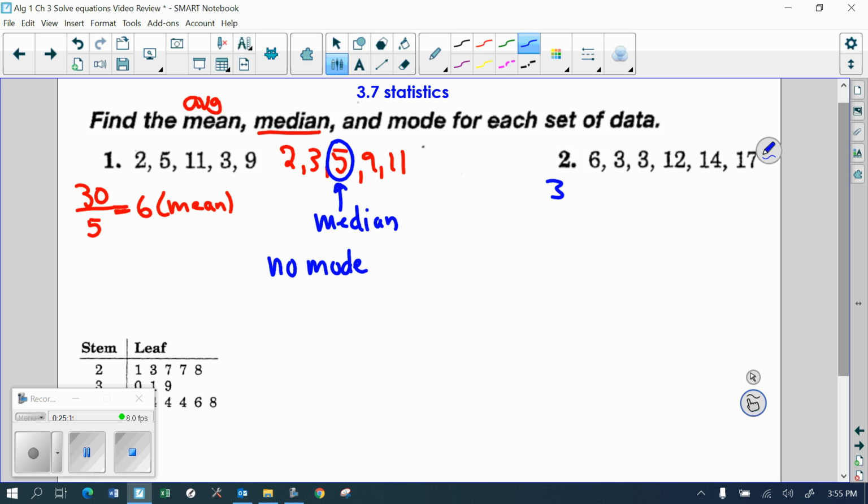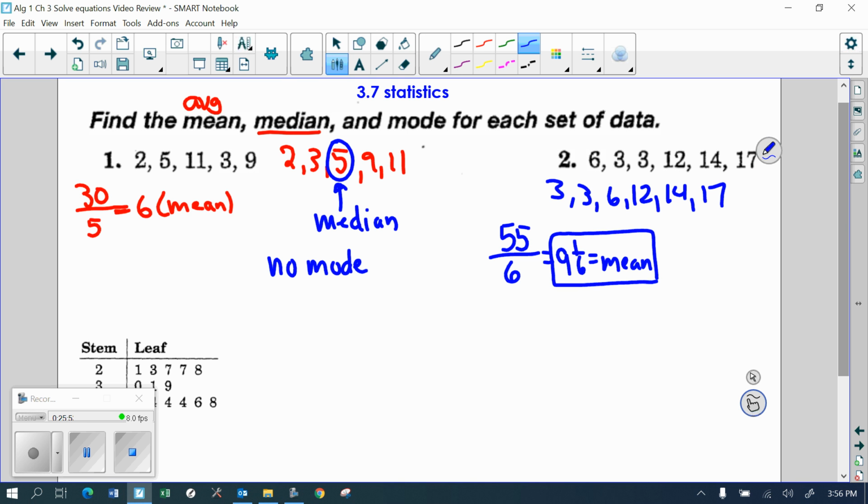If I arrange it 3, 3, 6, 12, 14, 17. How many numbers are there? Well, first off, let's add them together. 6 plus 6 is 12, and 12 is 24, 34, 38, 48, 55 is the total, divided by how many numbers? 1, 2, 3, 4, 5, 6. So 55 divided by 6 is 9 and 1/6. That's the mean.